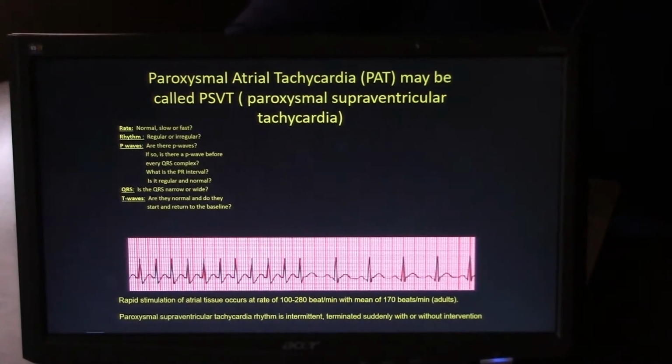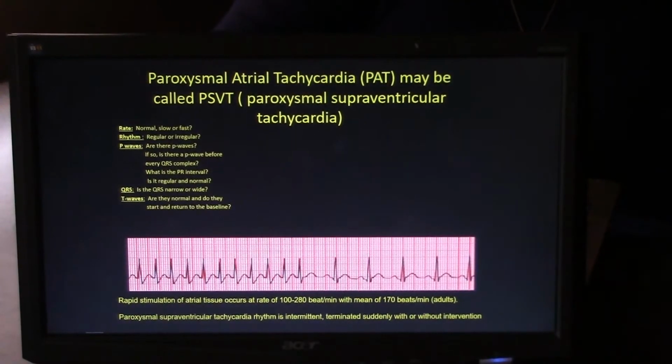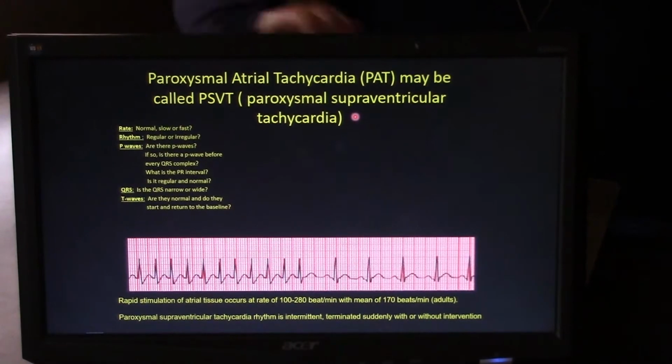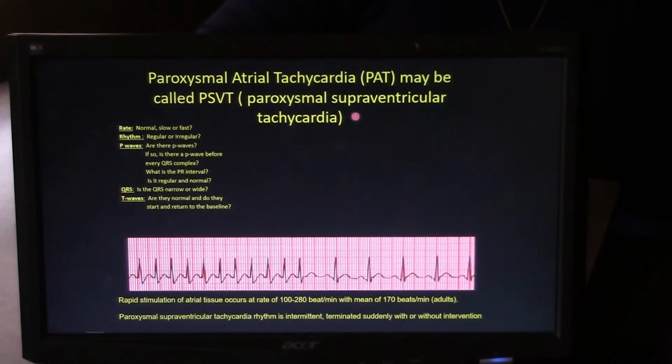Paroxysmal atrial tachycardia is a common dysrhythmia seen most often in younger people. And it's just what it says. Paroxysmal means it begins and ends abruptly. It can also be continuous. Atrial tachycardia, or PAT, is also called PSVT. And they're interchangeable. It just means that whatever is happening in the atria or initiated in the atria, and it's happening above, supra, the ventricles. Supraventricular means above the ventricles.